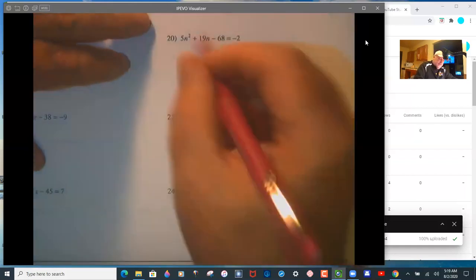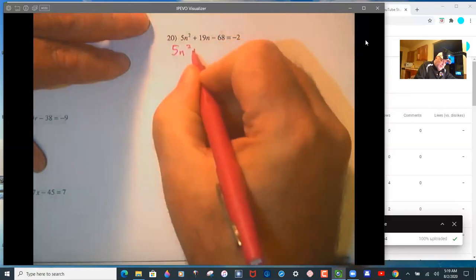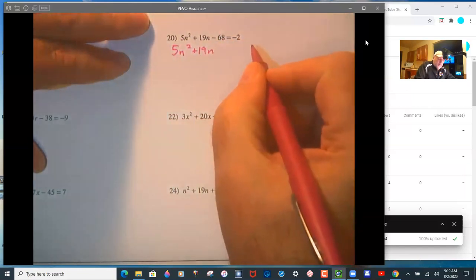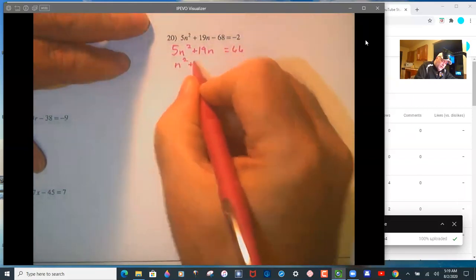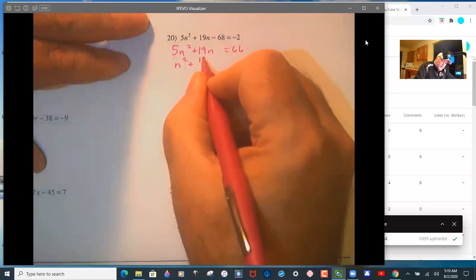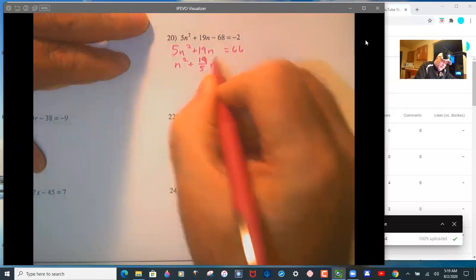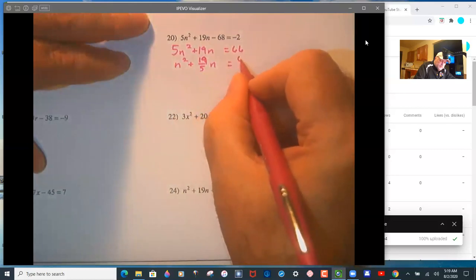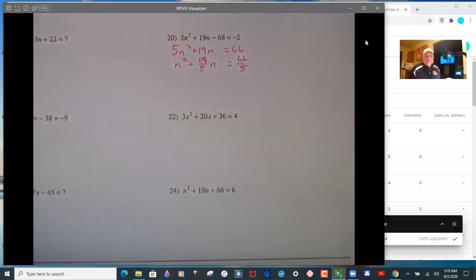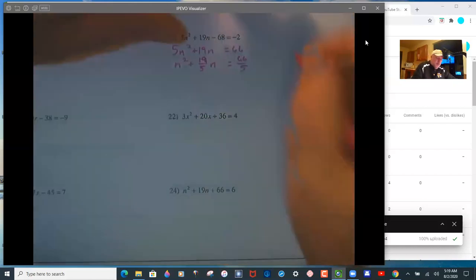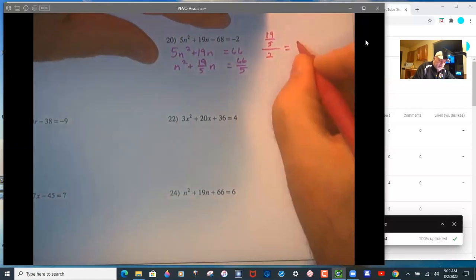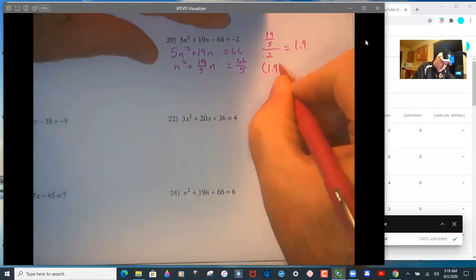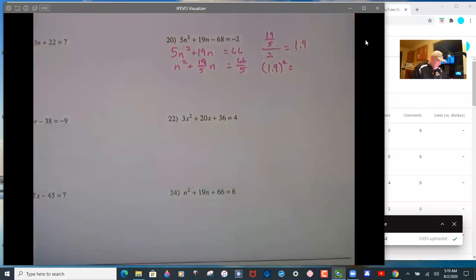So we want to add 68 to start with. And so 68 minus 2 is 66. And now we want to divide everything by 5. And this is going to give us some not very nice values, which is all right. Process remains the same. So we want to take 19 over 5 and divide by 2. That's 19 over 10, that's 1.9. Then we're going to square 1.9. And that is 3.61.